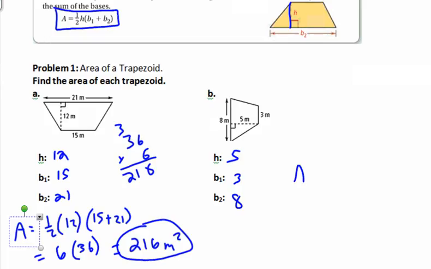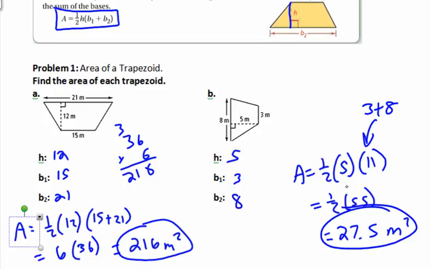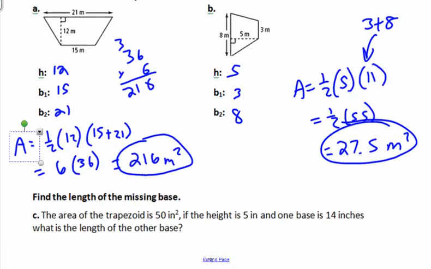Same thing for area, we'll use that formula: 1/2 times the height times the sum of the bases, which I'm going to do right away, is 11. You know that was 3 plus 8. That would be equal to 1/2 times 55, which is equal to 27.5 meters squared. Alright, so that's how you use the formula for area of a trapezoid.